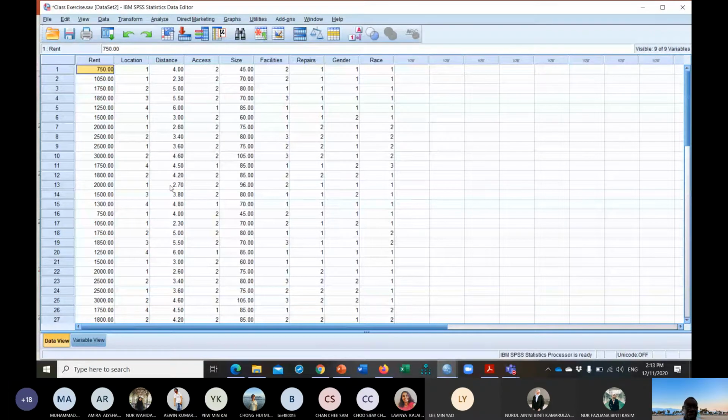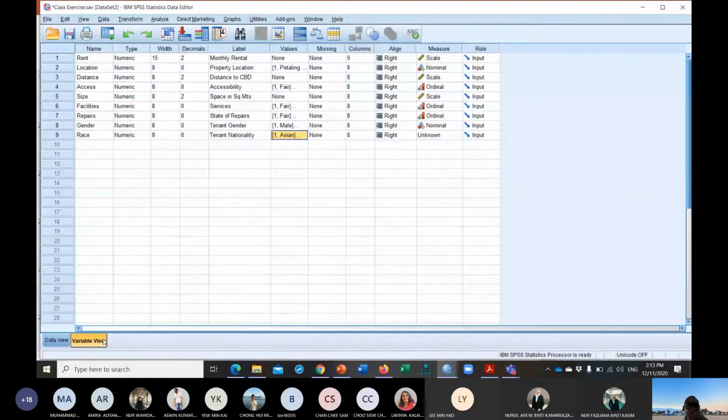So this is the data, but I want to start from the variable view. Here, these are the variables that I've put together. I think you can see it very clearly. Rent, yes. Location, and the rent, that is the monthly rent from the property. That's the label. Location is about the property location. Where is it located? Area.